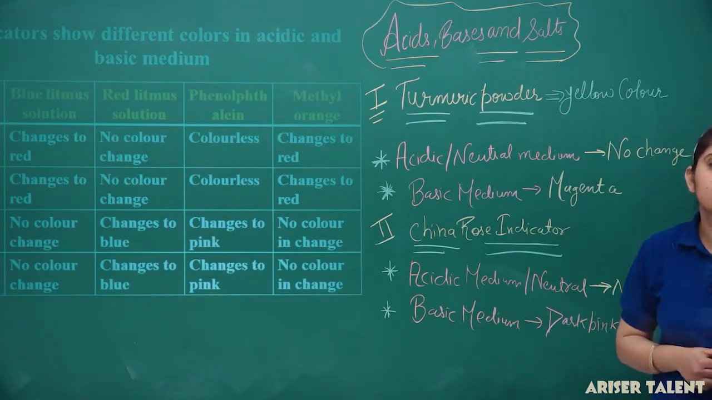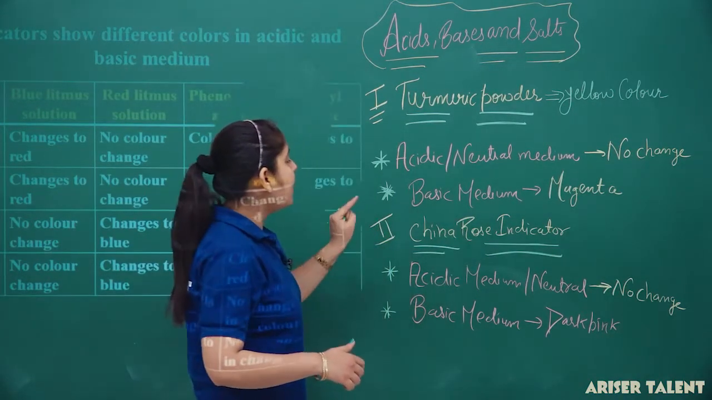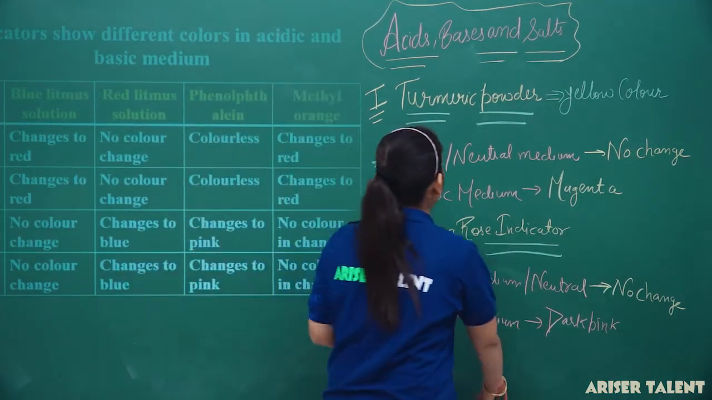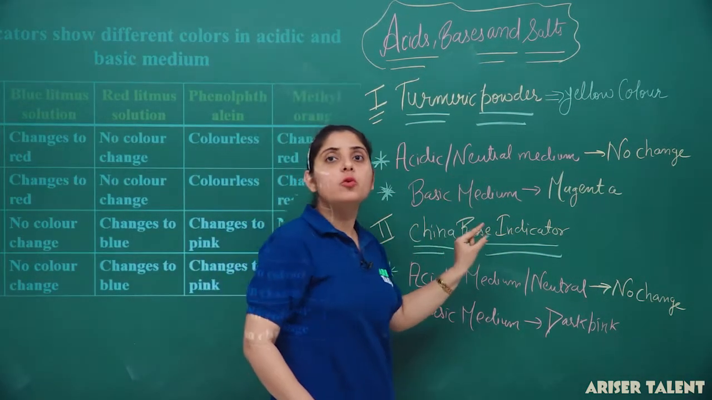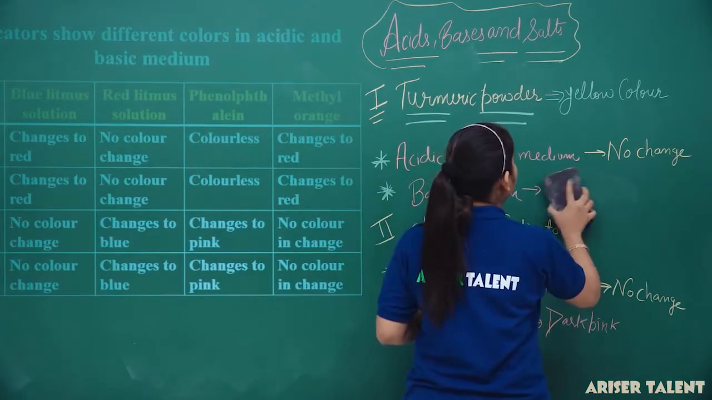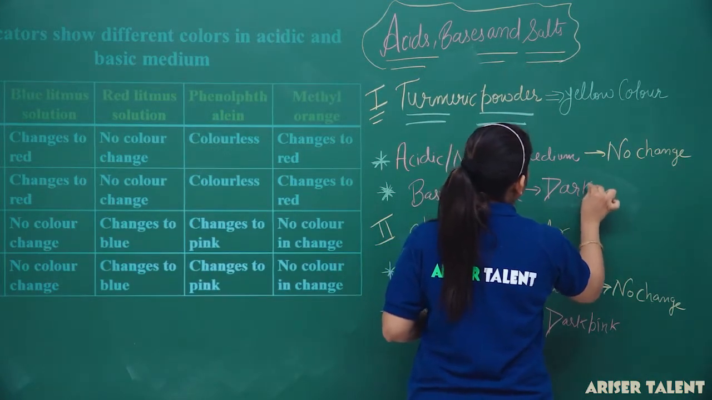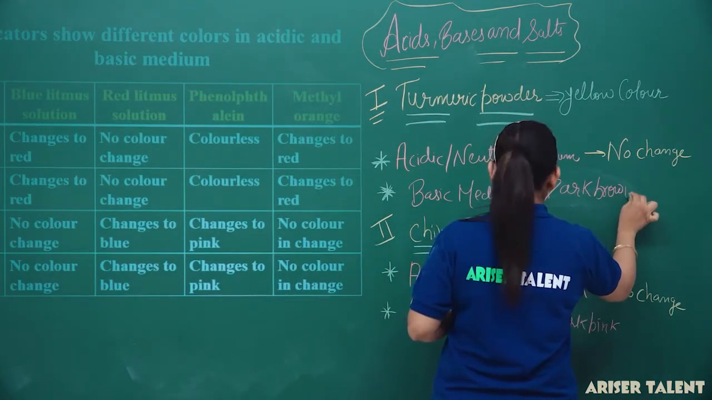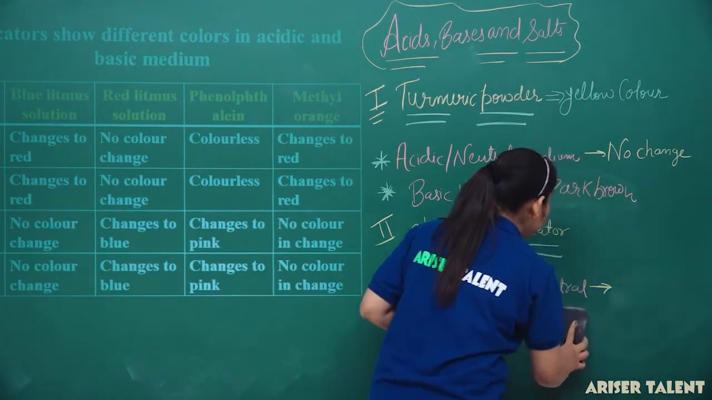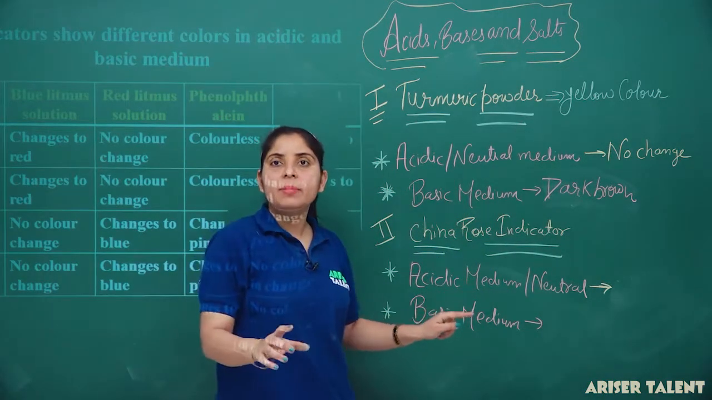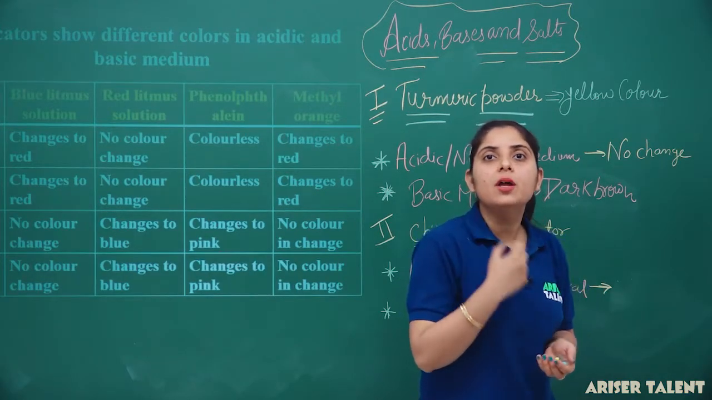You can copy it from here. So we have observed the turmeric powder and China rose indicator in acidic and basic solution. In case of turmeric powder, we can see that in acidic medium it will show no change in the color, but in basic medium it will change into the dark brown color. Similarly, in case of the China rose indicator, in the acidic medium it will show the dark pink color, and in the basic medium it will change into the green color.